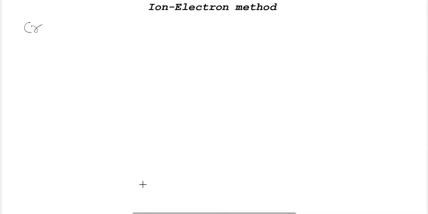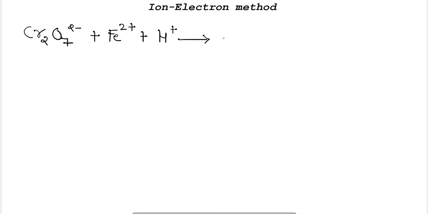So here I am taking a chemical reaction, that is Cr2O7 2 minus plus Fe2 plus plus H plus gives Cr3 plus, Fe3 plus, H2O. Okay, so this is the chemical reaction.